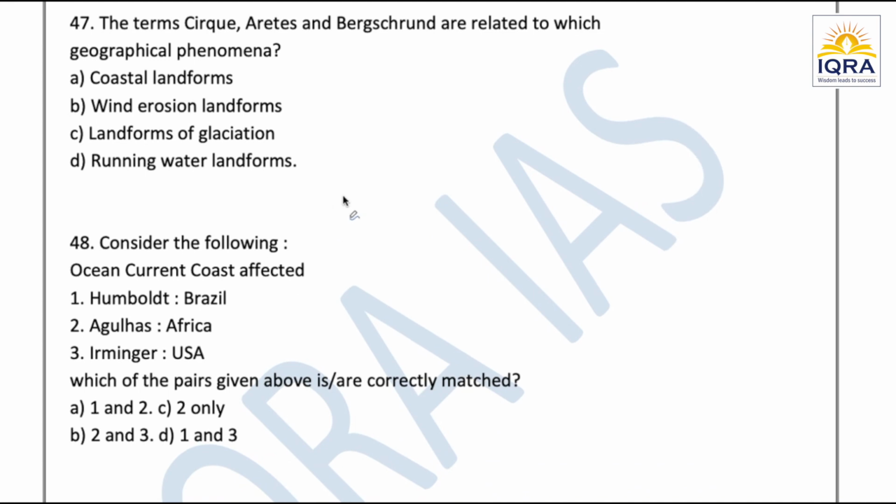Moving on to the next question. Question number 47. The terms cirque, arete, and bergschrund are related to which of the geographical phenomena? So they are related to landforms of glaciation. So a cirque is basically formed by glacial erosion, right? An arete is basically formed when two neighboring cirques run back to back, right? Bergschrund forms when moving glacier ice separates from the stagnant ice.